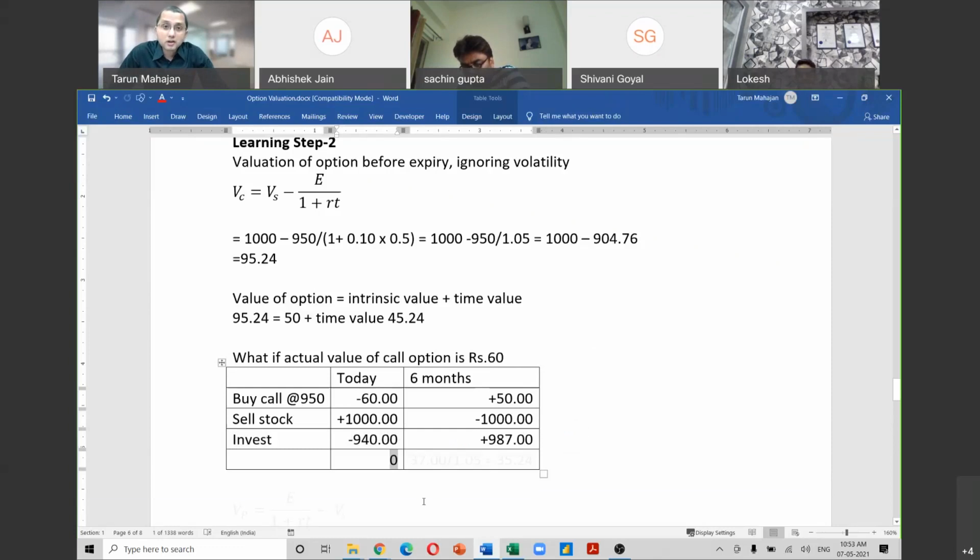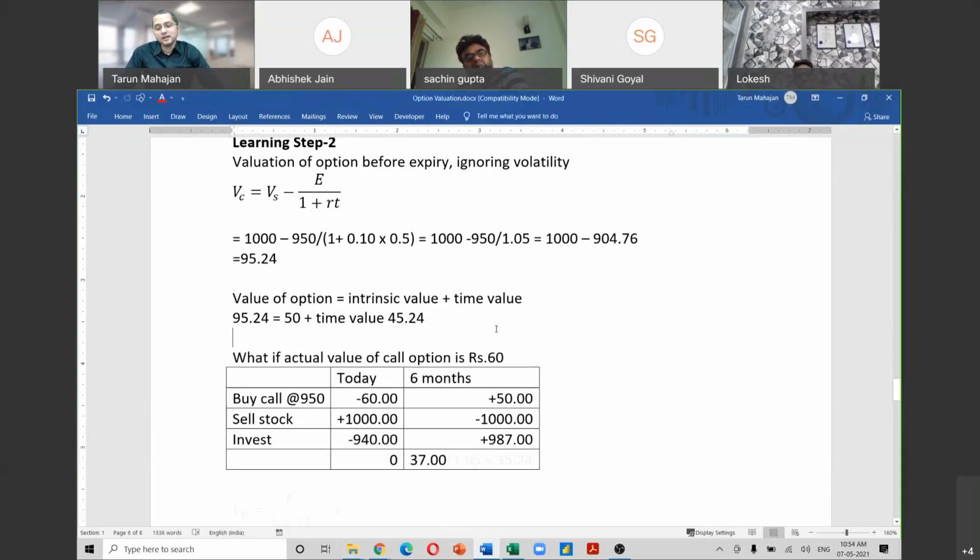There are 3 characteristics of an arbitrage. No investment. Look here, zero investment. No risk. In this case, there is no risk because you're going to make a profit of 37 rupees. Price is not going to fluctuate, hence there is no risk. And positive return. Yes, positive return of 37 rupees. No investment, no risk because you're not getting a loss, and positive return.